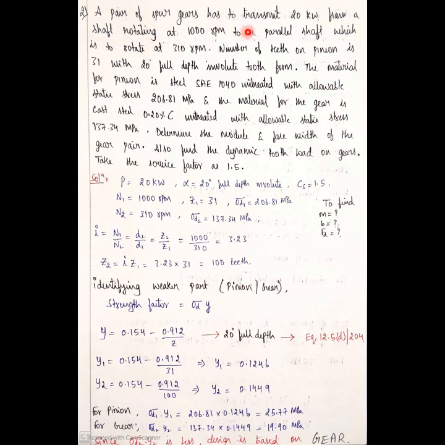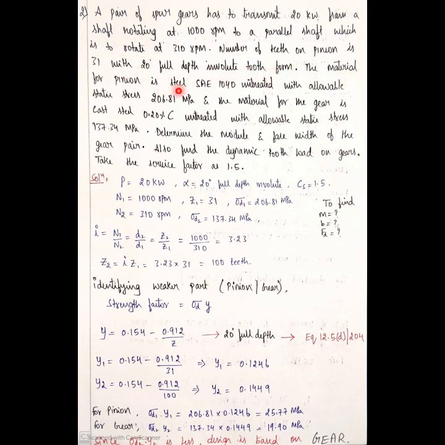A pair of spur gears has to transmit 20 kilowatt power, he has given, from a shaft rotating at 1000 rpm to a parallel shaft which is rotating at 310 rpm. Now 310 rpm is based on gear, 1000 rpm with respect to pinion. Number of teeth on pinion is 31. He has given 20-degree full depth involute tooth. This is very much important, 20-degree full depth involute tooth.